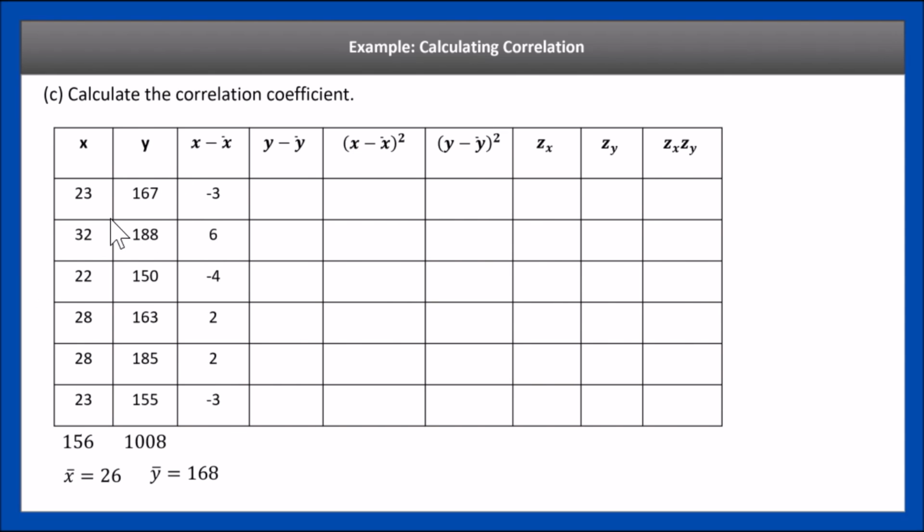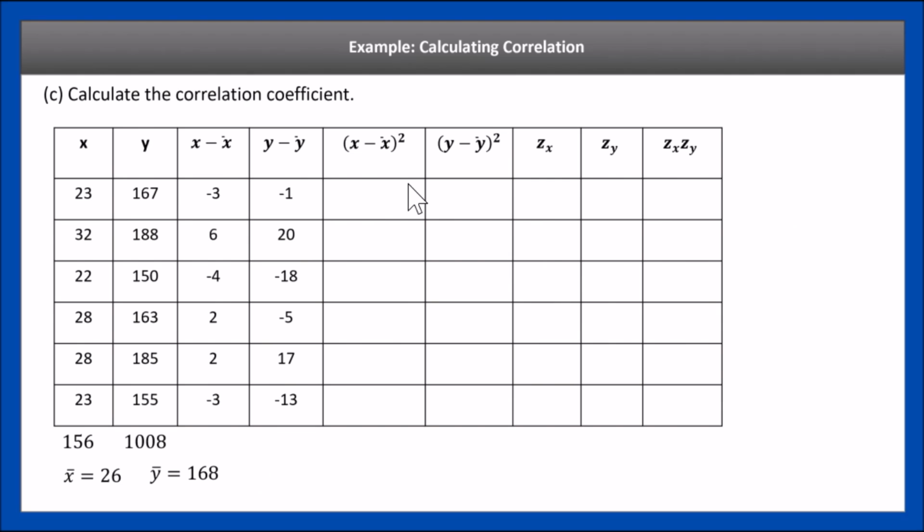All right, next we're going to do the y minus y bar. So we got 167 minus 168, which is -1. So we do this minus that here, show the work here, it's -1. And then we do 188 minus 168, which is 20, and we'll repeat that here for the rest.